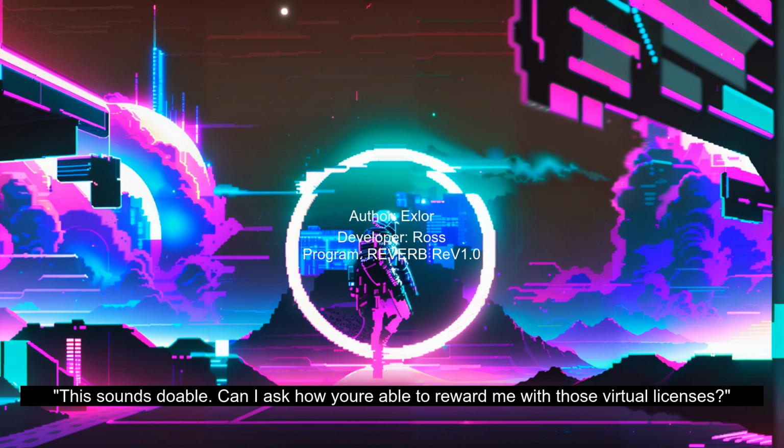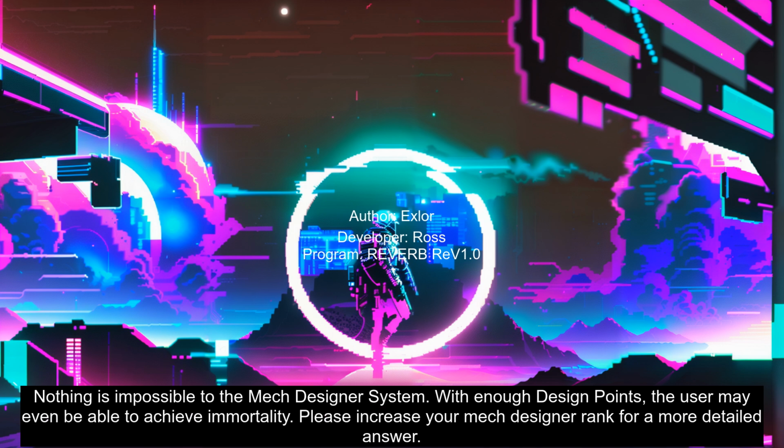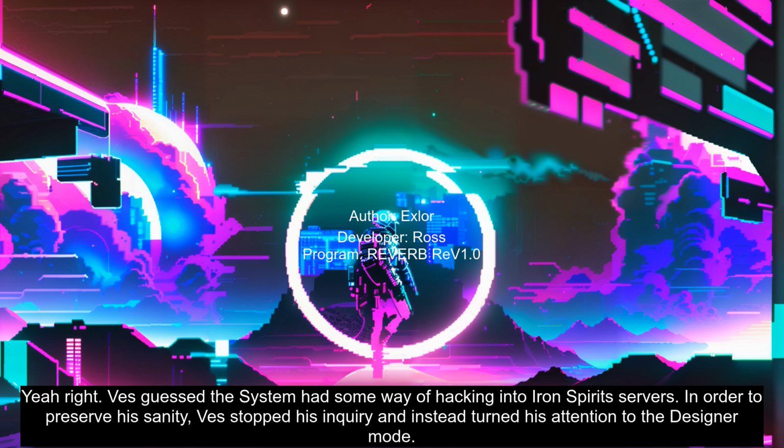This sounds doable. Can I ask how you're able to reward me with those virtual licenses? Nothing is impossible to the Mech Designer system. With enough design points, the user may even be able to achieve immortality. Please increase your Mech Designer rank for a more detailed answer. Yeah, right. Vess guessed the system had some way of hacking into the Iron Spirit servers.